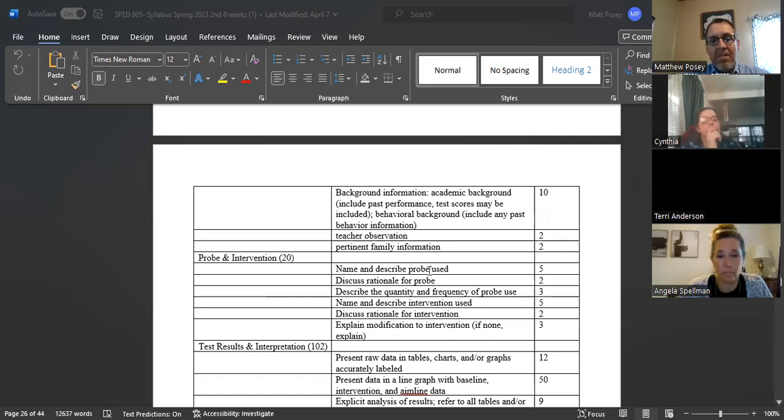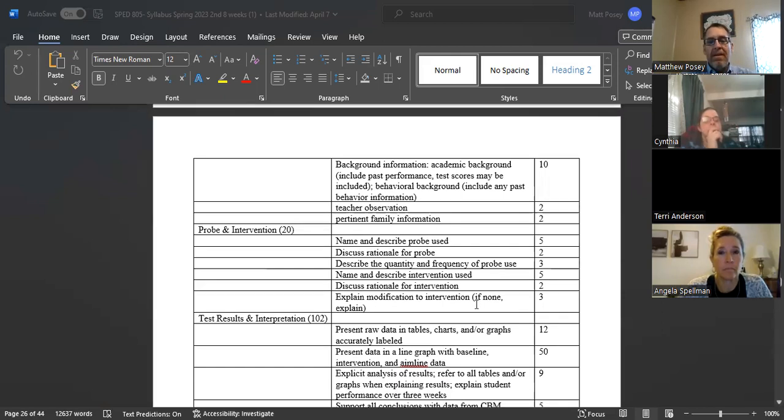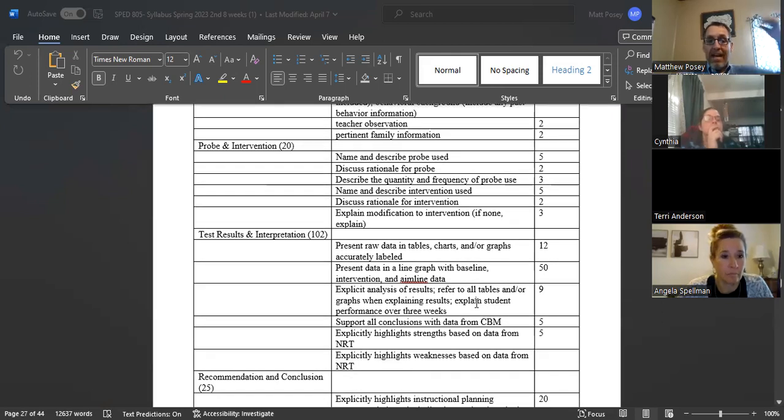Any question over that? Like I said, I know I covered that in detail last week. I just wanted to revisit that quickly. Any question over the probe and intervention section? Okay. Going down to the test results and interpretation section.